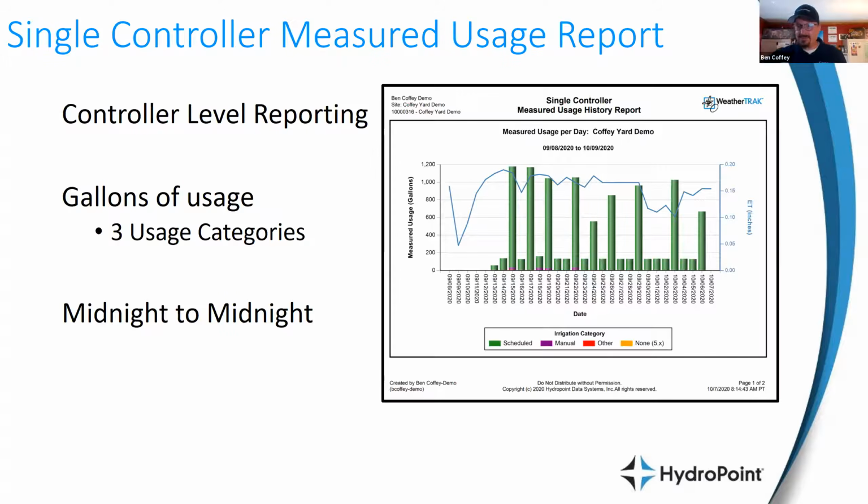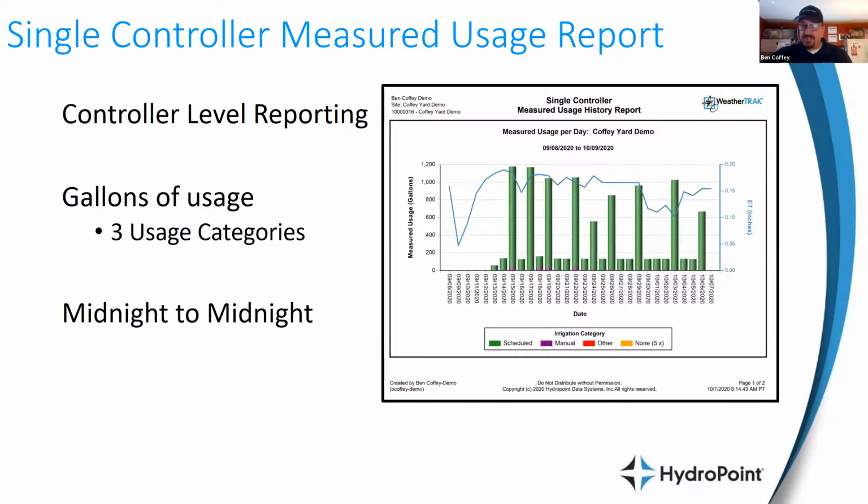Now, this is, again, my controller at my house. Scott, you can see on here when it snowed in Denver back here. For sure. One thing I do like to highlight is the different types of usage in these measured usage reports. This is where we start to see the difference between scheduled irrigation and manual irrigation. These little purples at the bottom of these graphs are when I went out with WeatherTRAK mobile and threw some extra water down on my gardens or whatever it was.